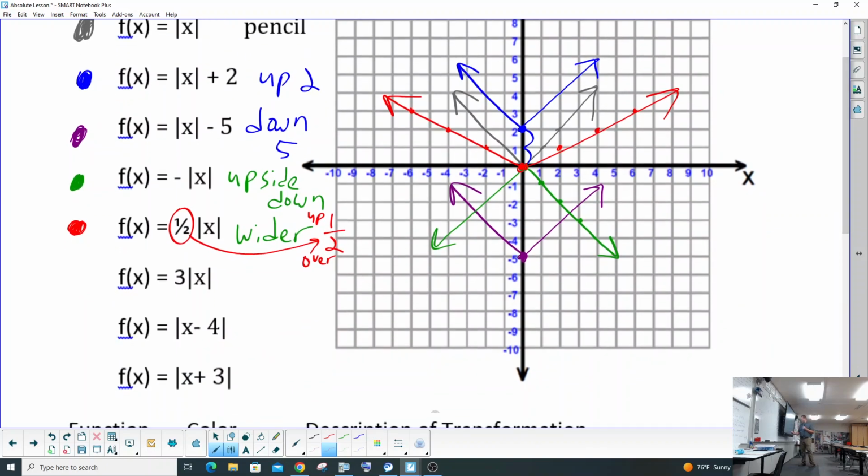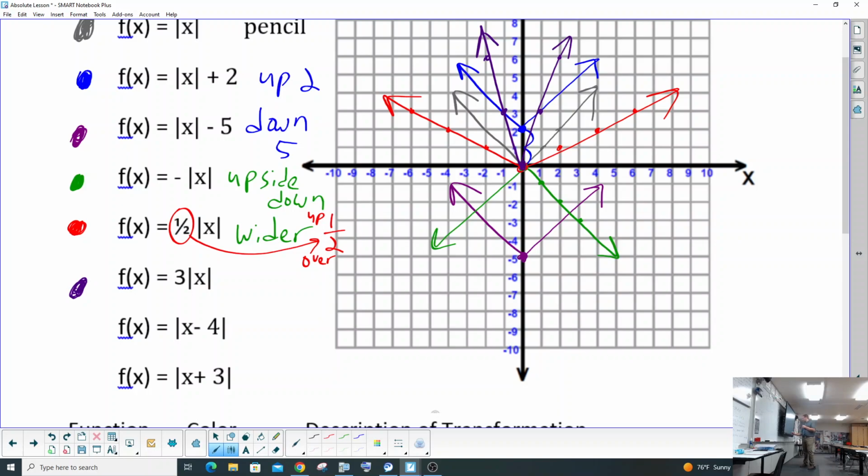Cool. And the 3 is going to make it narrower. We already kind of did that one, so let's go and do that one really fast. It's going to be purple. So that's going to be up 3 from the center, up 3 over 1, up 3 over 1. Narrower. Up 3 back 1, up 3 back 1. Narrower. Nice.